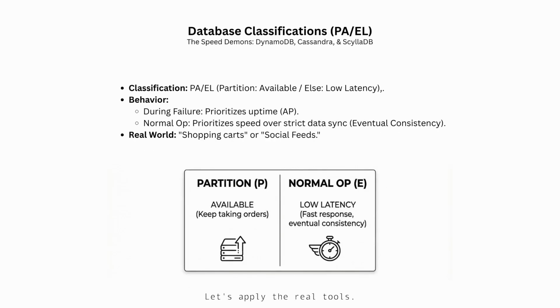Let's apply this to real tools. Take DynamoDB or Cassandra. These are classic PA/EL systems. If a partition hits, they prioritize availability. They keep the app running. But what about the else? When the network is fine, they prioritize latency, and default to eventual consistency. They give you the data fast even if it hasn't replicated to every single node yet. This is why these databases are favorites for high traffic apps like e-commerce or social media, where speed is user attention and being slightly out of sync is acceptable.